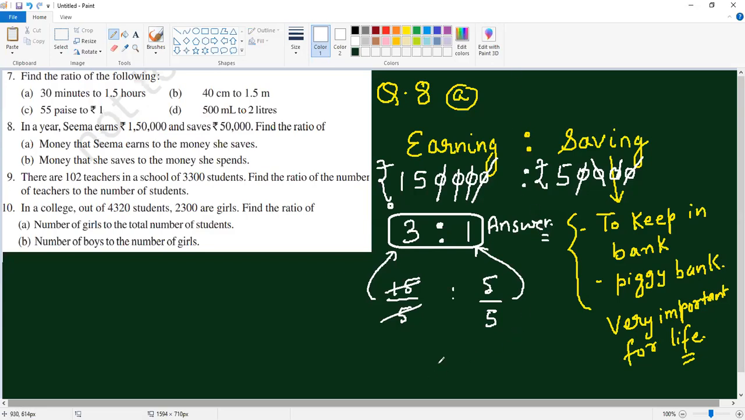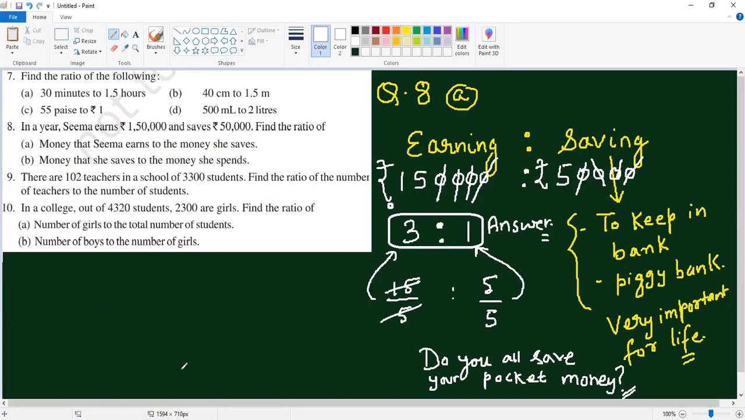So, do you save money? Do you all save your pocket money? Develop this habit, okay? This will be a very good habit. Yes. How many of you do it? Nimit Narayan does, Ronik Soni does, Mukul Singh does. Aditi Maheshwari does, okay. Yes. Gaurav Agarwal does, very good. You should save money. Okay.